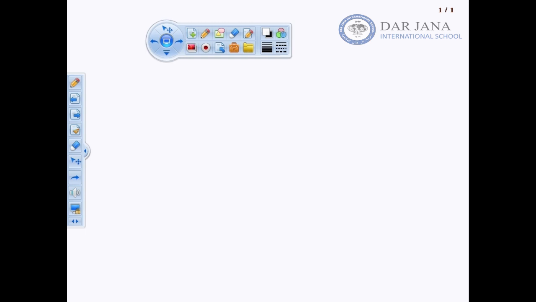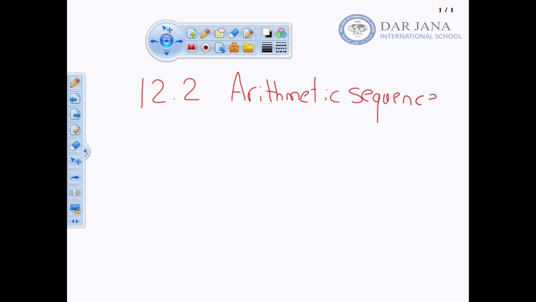Morning, everybody. Today we're gonna start new lesson 12.2, the arithmetic sequence. First, what's meant by arithmetic sequence? Let's take some examples or patterns of 1, 4, 9, 16.